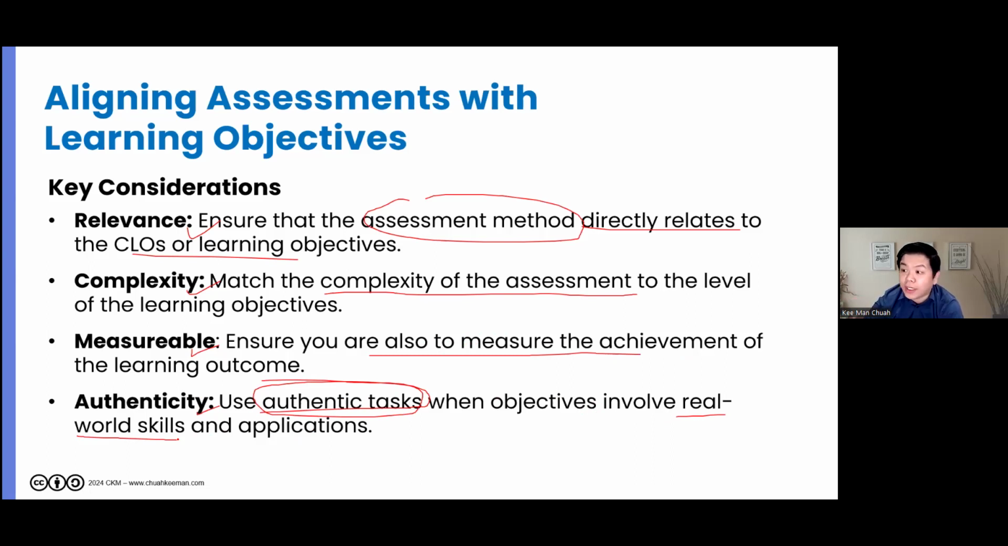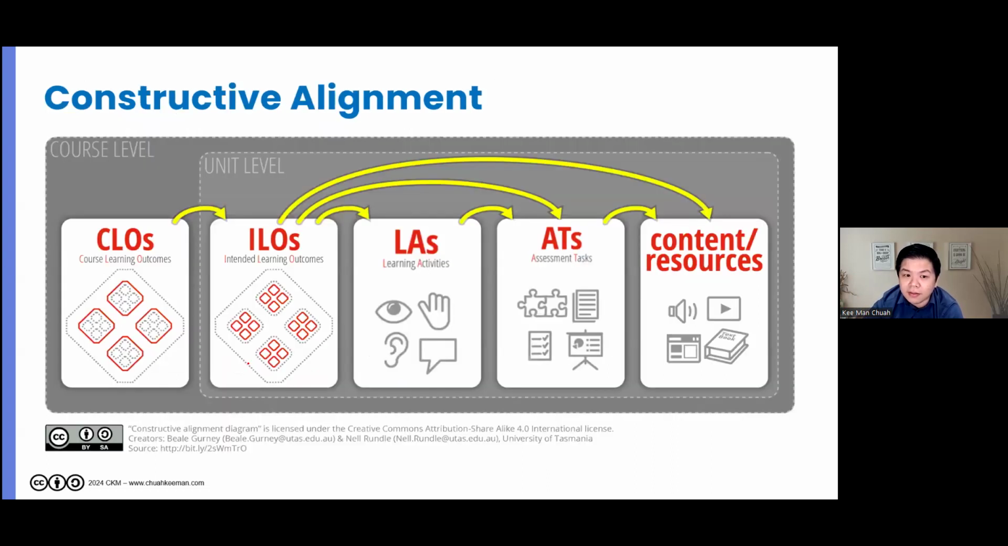To measure how good they are in understanding the concept or the knowledge. But in terms of practical skills or something that you want them to apply, then you should go away from all this MCQ type of assessment, right?